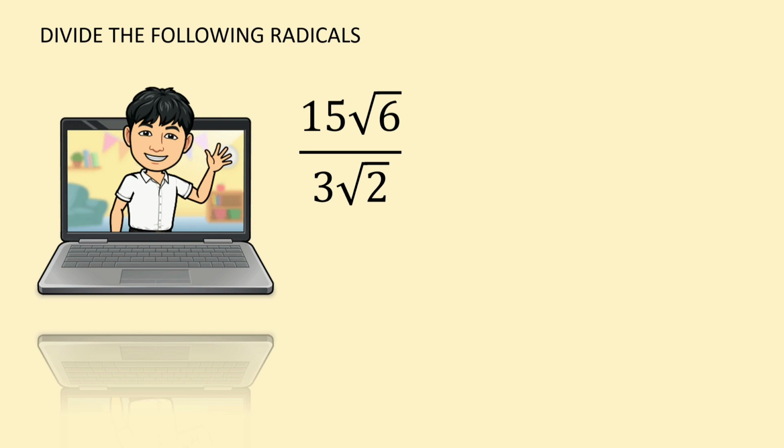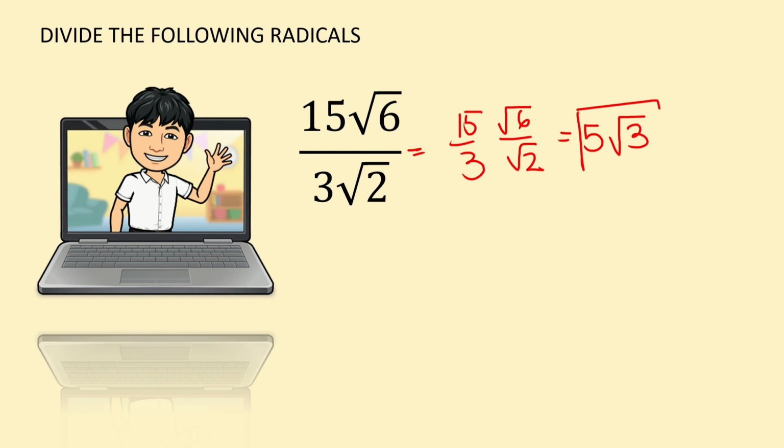And we have here our example number 5. Suppose we're going to get the quotient of 15 square root of 6 all over 3 square root of 2. So this means that is simply 15 all over 3 times square root of 6 all over square root of 2. So we know that 15 divided by 3 is 5, and square root of 6 divided by square root of 2, the answer is square root of 3. So our answer here is 5 square root of 3.